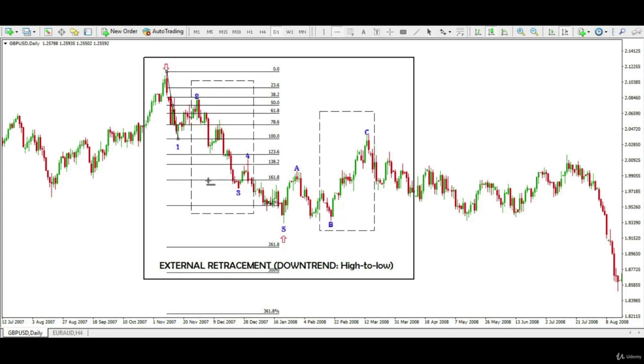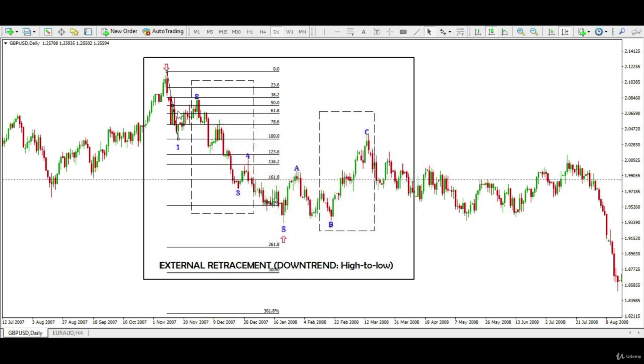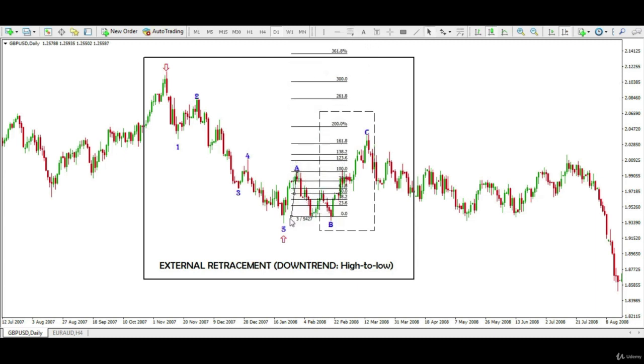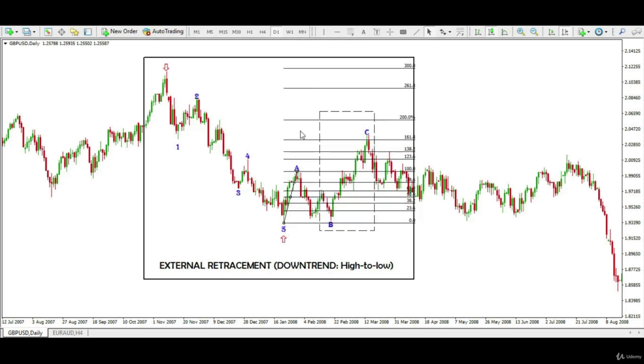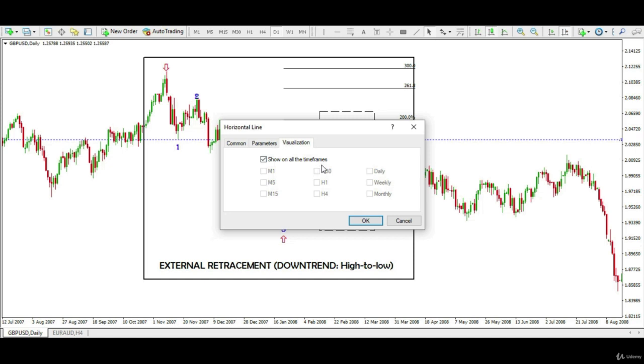Look how price respects the 161.8% of external retracement on wave 3. And for external retracements, I will always use this dotted line to draw external retracements. Similarly, using the termination point of wave A, I will project wave C termination target using external retracement. Once again, 161.8% external retracement marked the termination of wave C.